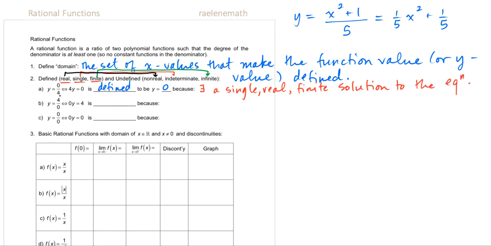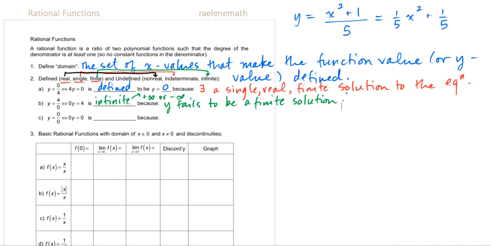In the next case, y is equal to 4 over 0, the associated equation is 0y equals 4, and this is undefined, and specifically the y value fails to be finite, so this is infinite. And infinite can be either positive infinity or negative infinity because y fails to be a finite solution in that equation.